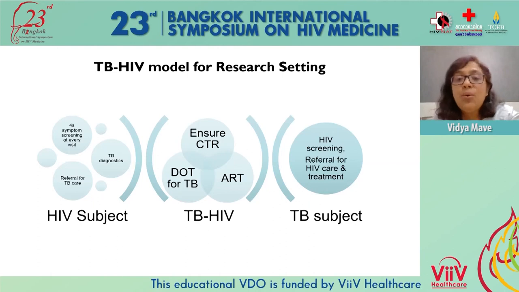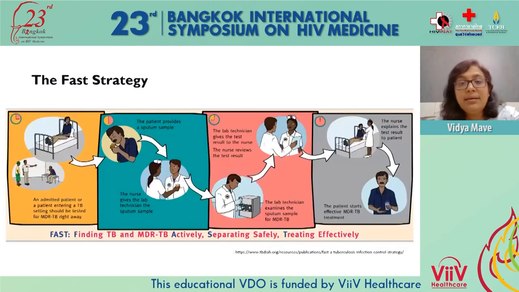Once we know that both TB and HIV are positive, we ensure that co-trimoxazole therapy is on, they are sent for DOT for TB, and are placed on ART treatment. In the clinical setting, we have adopted the FAST strategy, where as soon as we see a participant with potential symptoms of TB or who is coughing, we immediately separate them from the rest of the participants, and then we fast track them to get their evaluations for TB.